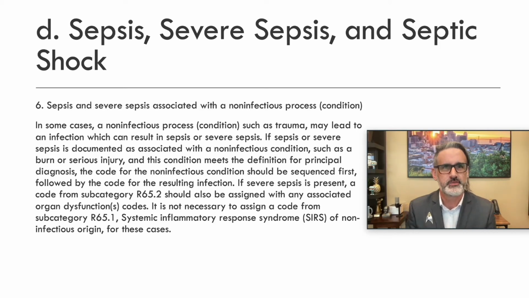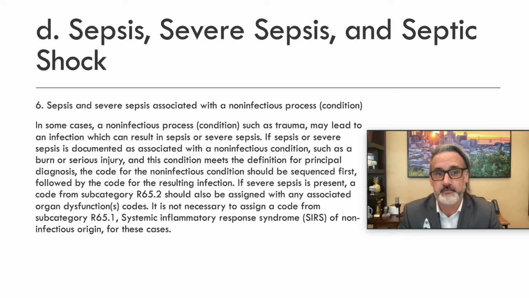And now part number 6. We have only 4 more parts, counting this one, left in the sepsis, severe sepsis, and septic shock guidelines. So here we have number 6, sepsis and severe sepsis associated with a non-infectious process or condition. As the guideline states, in some cases, a non-infectious process or condition, such as a trauma, may lead to an infection which can result in sepsis or severe sepsis.